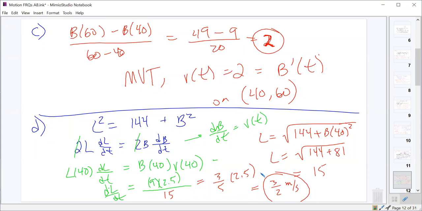Any questions on that one? That was worth 3 points. 1 point for correctly taking this derivative, 1 point for recognizing that dB dt was v of t, and 1 point for the final answer. Everyone good? Any questions there?